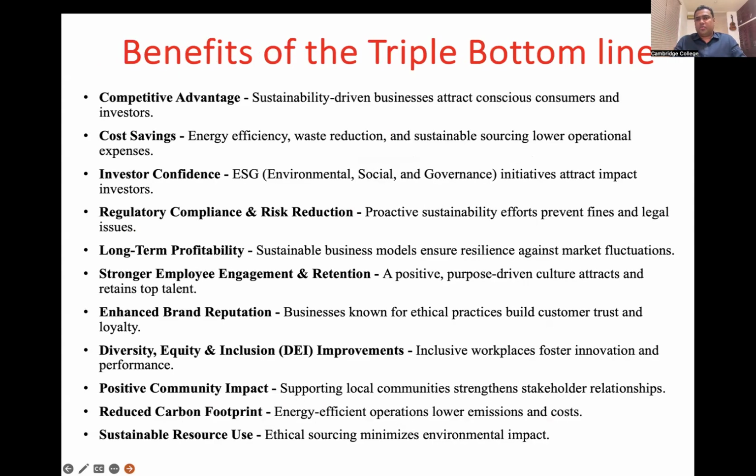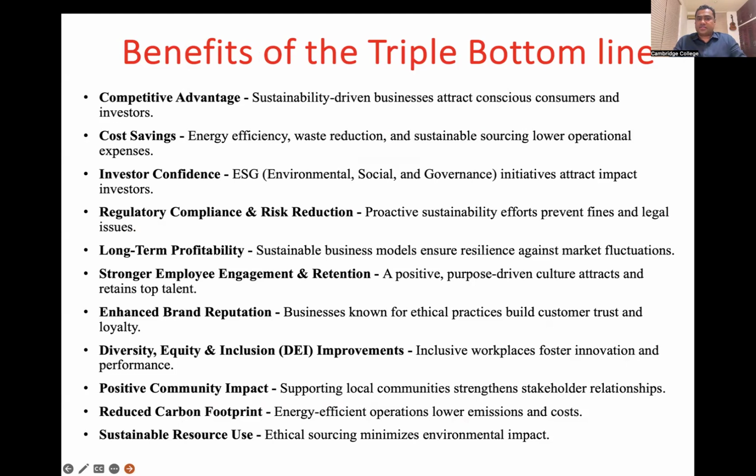And the benefits of the triple bottom line. So there can be so many benefits. Implementing the triple bottom line in organization, which is a sustainability driven business model to attract consumers and investors, can result in a competitive advantage. But it must be practiced genuinely and positively. Cost savings. Obviously, when you are recycling, when you are removing inefficiencies, when you are eliminating waste, all that will result in cost savings to the organization. So it's a huge benefit.